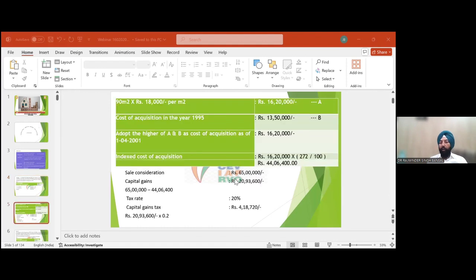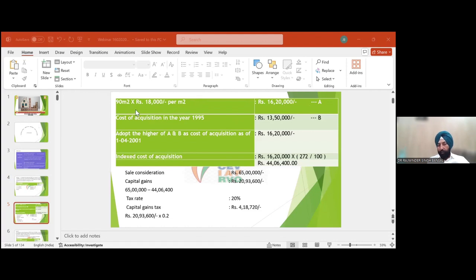See here how you have to calculate the cost of acquisition. This is important here. First, you calculate the market value as of 1st April 2001. It is given that the rate is 18,000 per square meter, and 90 square meters is the flat area. So it comes out to be 90 square meters into 18,000, which is 16 lakh 20,000.